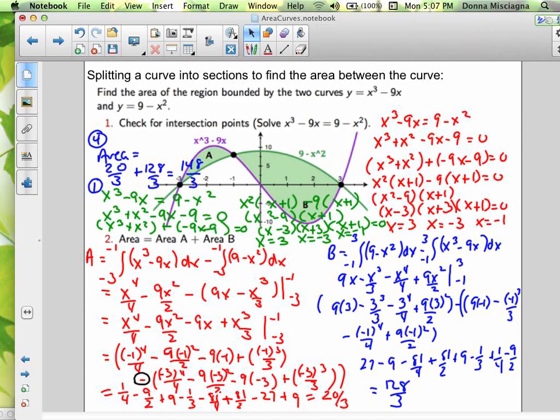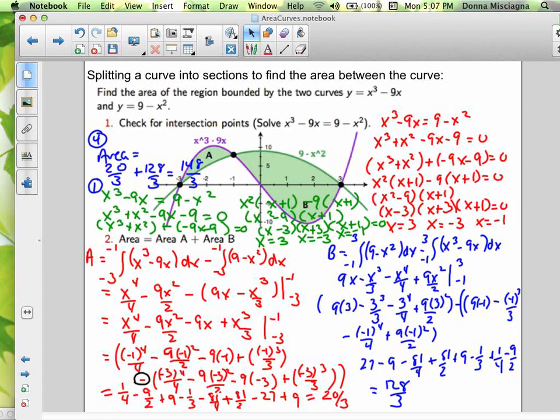All right, so we've got the integral of x cubed minus 9x dx from negative 3 to negative 1, minus 9 minus x squared from negative 3 to negative 1. So we integrate, we have x to the 4th divided by 4 minus 9x squared divided by 2, minus 9x minus x cubed divided by 3, all evaluated from negative 3 to negative 1. Don't forget to distribute the negative sign there. And then we're going to plug in the negative 1, and we're going to subtract the negative 3.